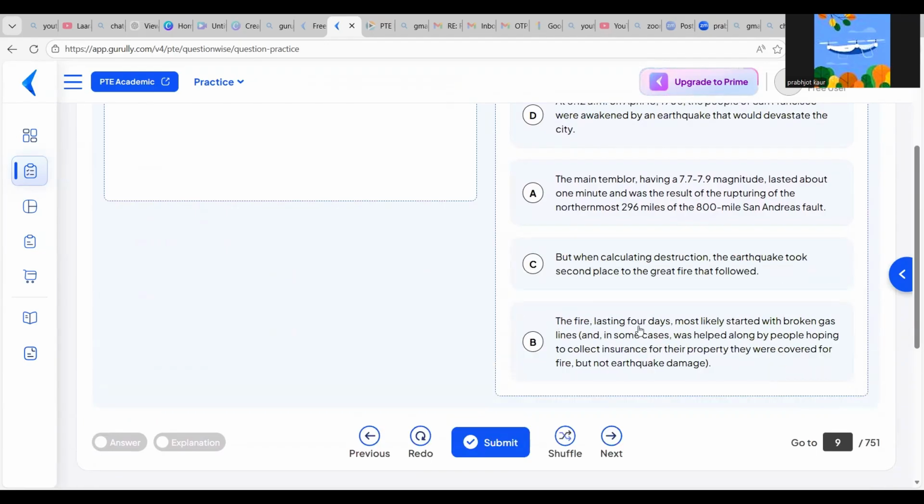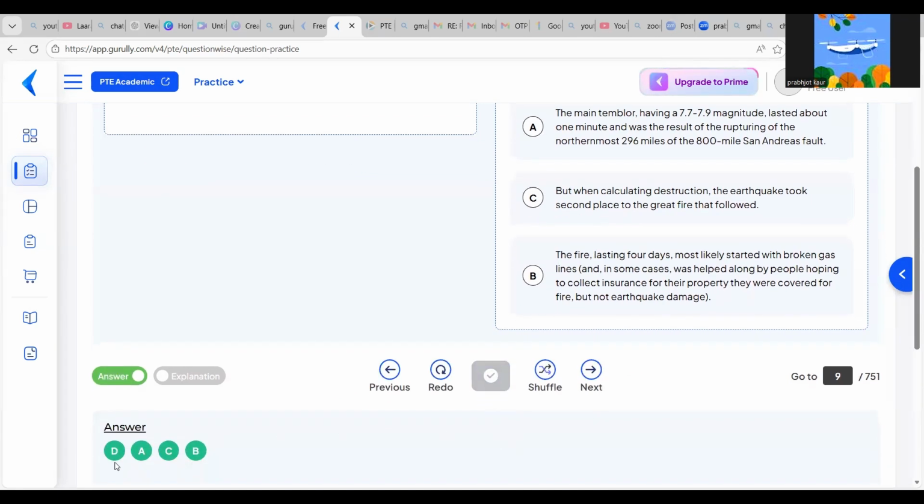The fire lasted 4 days and most likely started with broken gas lines. So that one can be last. Here is the harm to the people, harm to the properties, all things covered by the fire, but not the earthquake damage. So you should check the answer first. DACB.